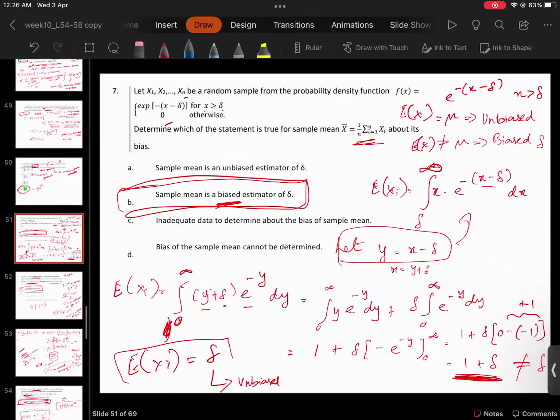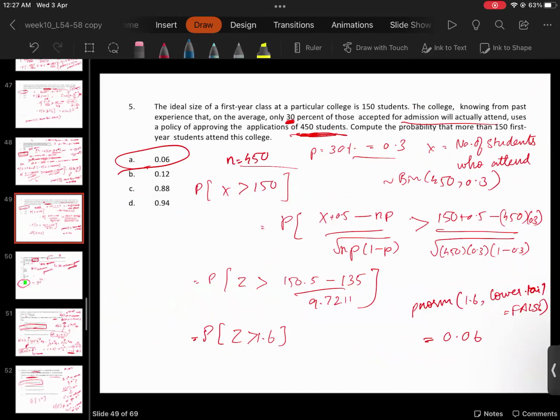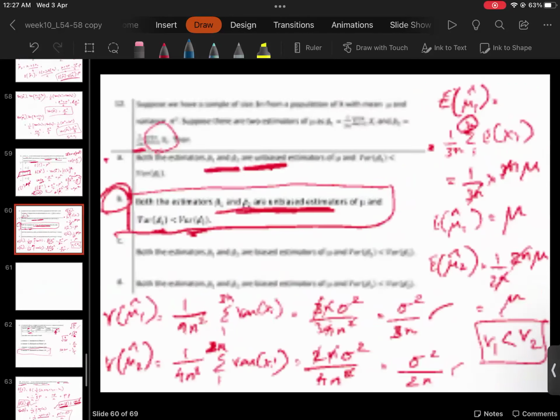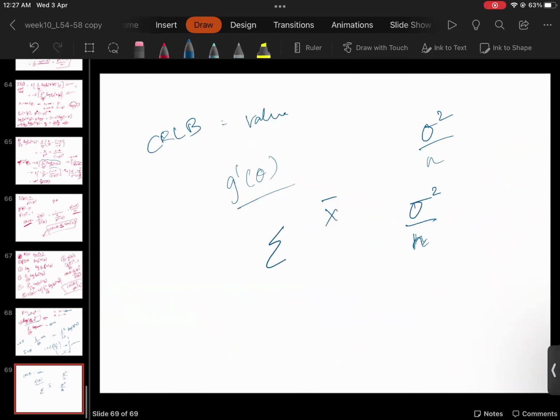Where is it? In sigma. Yeah, I think it's basically in terms of sigma square by n. So you'll get some value. Wait, let me have a check at this. I'll see if I have the solution, if I have the answer key to it.